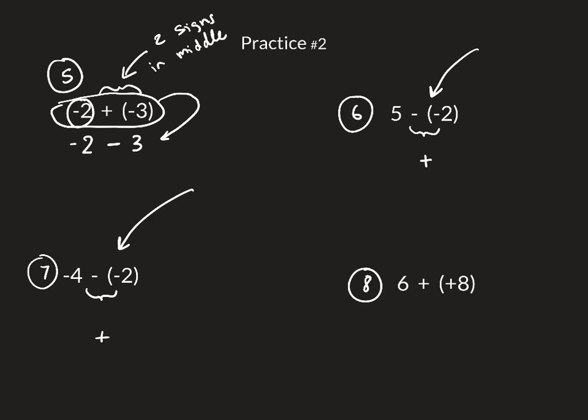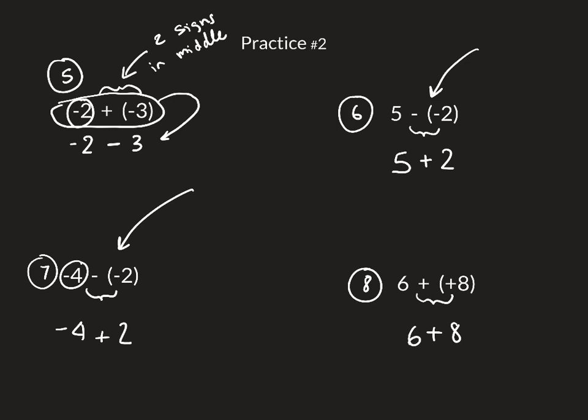Okay, look at example number 6. The two negatives in the middle turn into a positive. So bring down the 2 because now it's a positive 2. And then bring down the 5 on the left. And that's that. For number 7, your new problem is going to be bring down the 2 and then bring down this negative 4. And for number 8, I think you guys see that these two signs are the same. So it's going to be a plus. Bring down the 8 and bring down the 6.